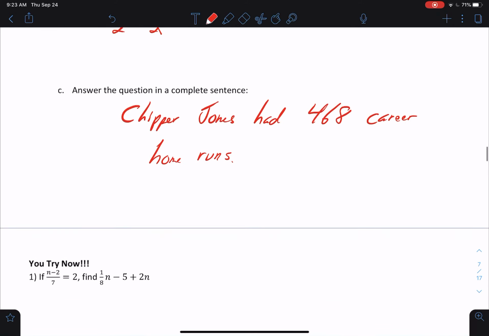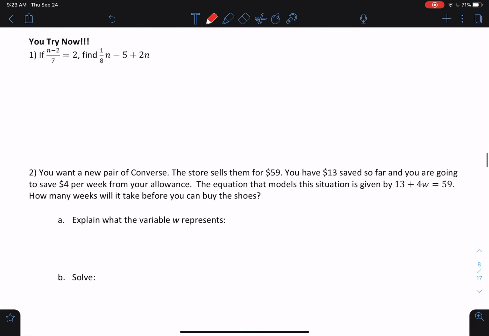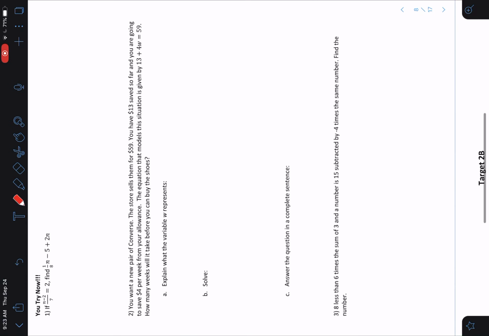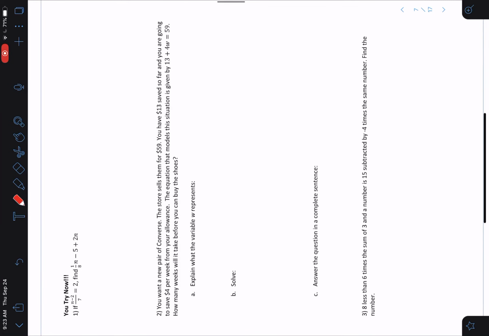Okay, so for now, let me see if I can go small so you can see all the problems. Yeah, there you go. Try those 3 you try now problems. Let me know if you have any questions. Okay, practice is key when we're dealing with all these different types of application problems. All right, these are the real world. Where are we going to use this? Where are we going to see this? Here are some examples. Okay, let me know if you have any questions. Other than that, practice, practice, practice.